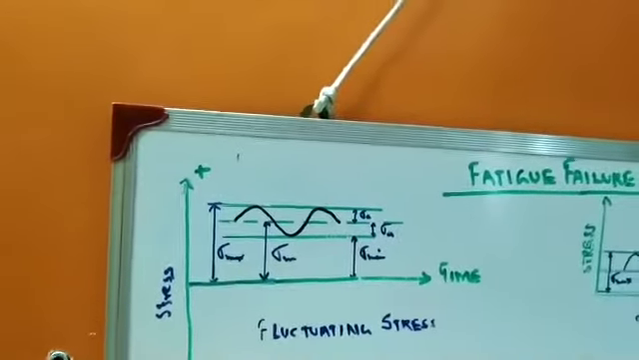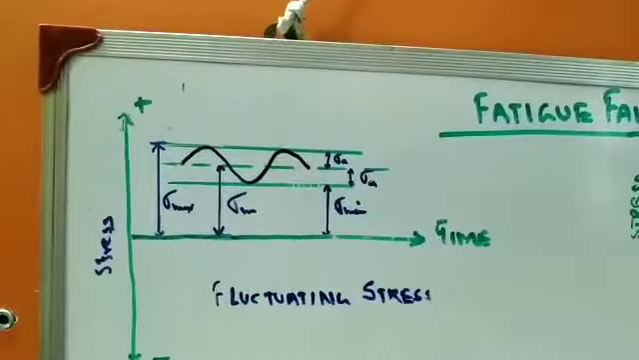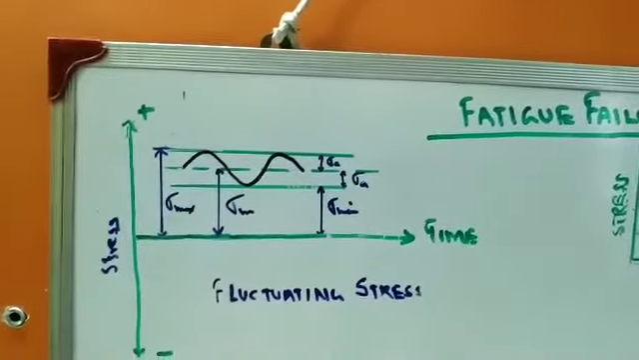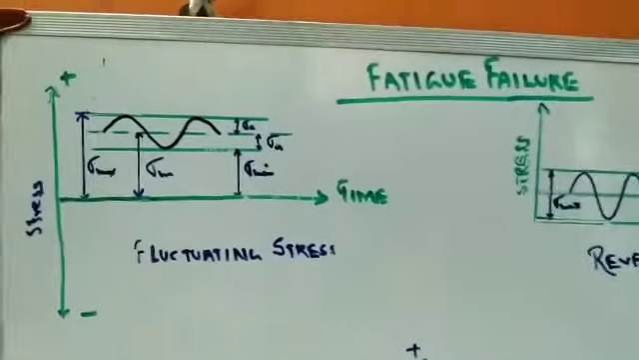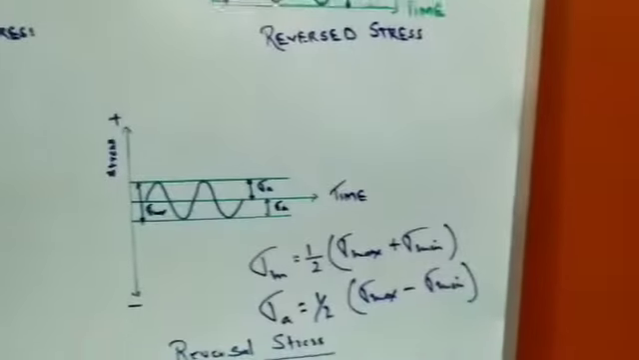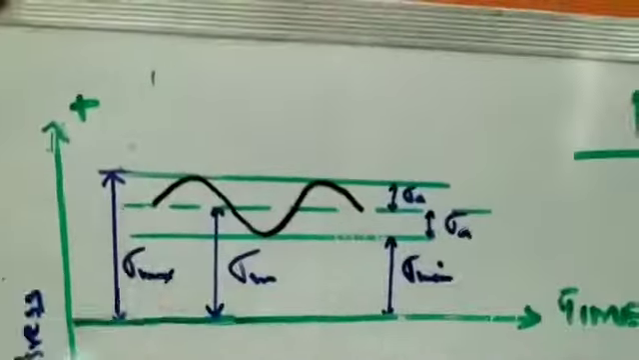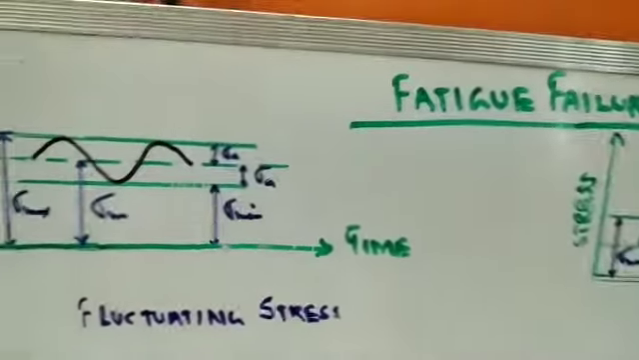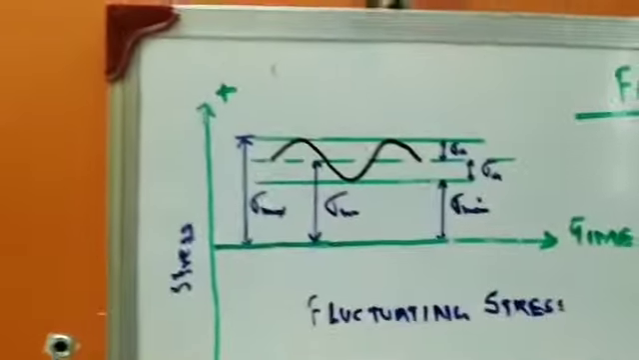As the stress varies sinusoidally, the peak maximum stress is called sigma max and the minimum stress is called sigma min. The average stress, sigma m, is given by sigma max plus sigma min, divided by 2. It is called the mean stress and is shown as a mean line. Another component is the alternating stress, sigma A, given by sigma max minus sigma min, divided by 2. This is the case of a fluctuating stress.